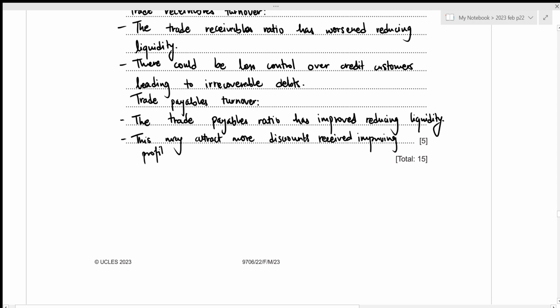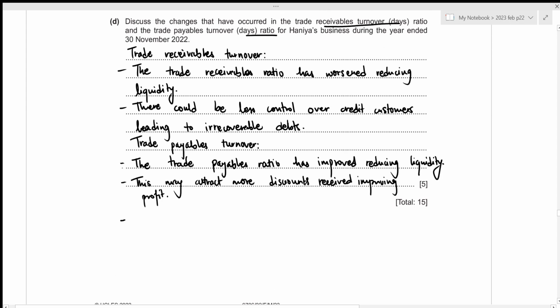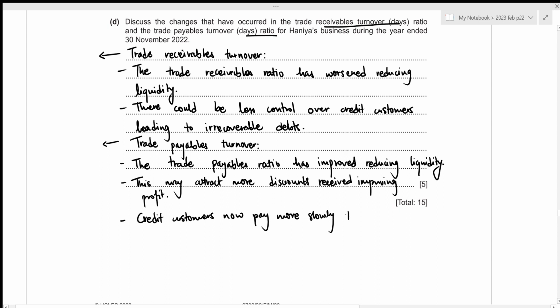Let's also write down one point regarding the overall liquidity of the business. So we can see that we are receiving money at a later date while we're paying money at a faster rate. So this might create some liquidity problems. Let's write it down. Credit customers now pay more slowly than the business pays its trade payables, resulting in possible liquidity problems.